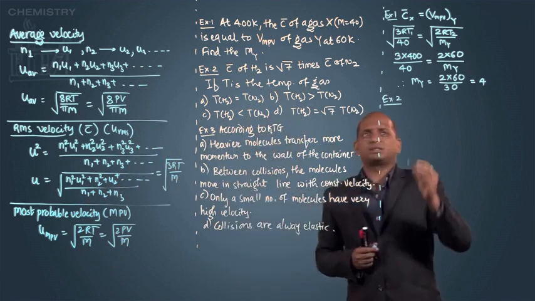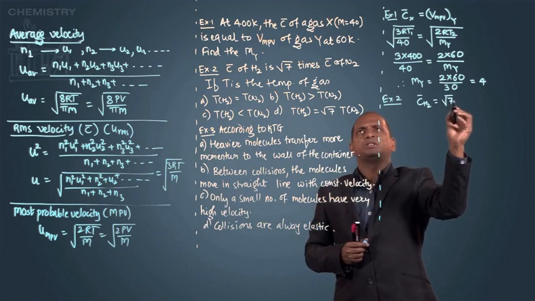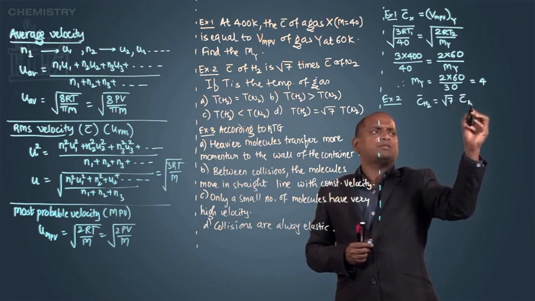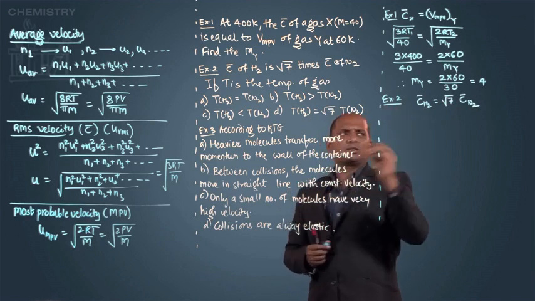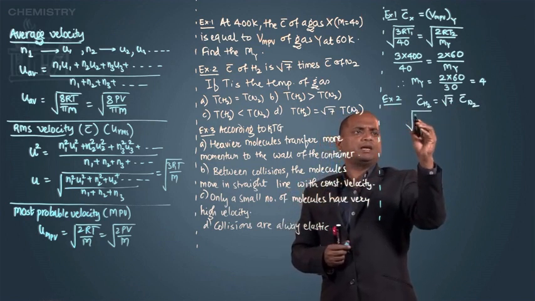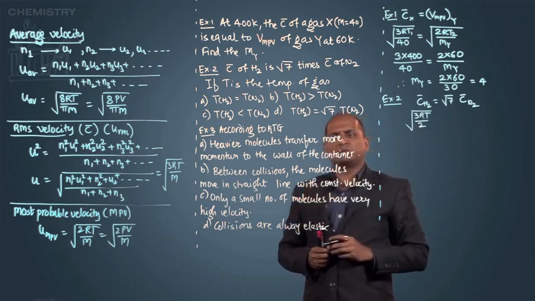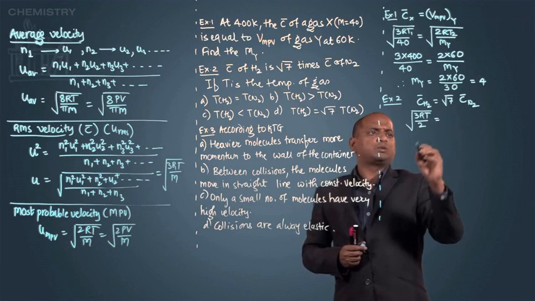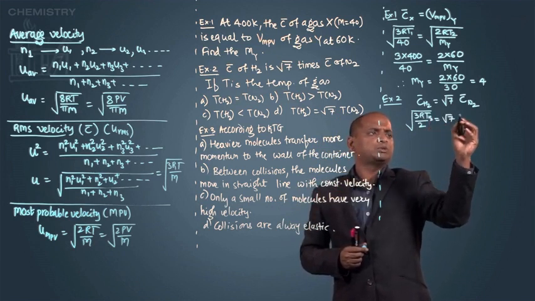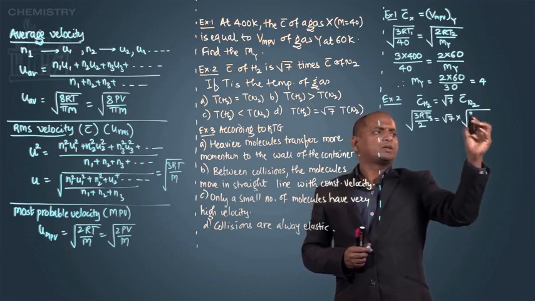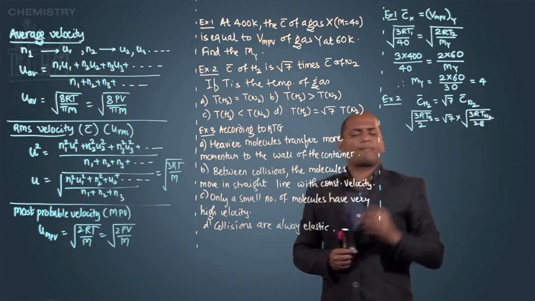So, what we are saying? The RMS speed of hydrogen is equal to root 7 times that of nitrogen. What is the relation? We know that the square root of 3RT upon 2 for hydrogen is equal to root 7 times the square root of 3RT of nitrogen divided by 28.